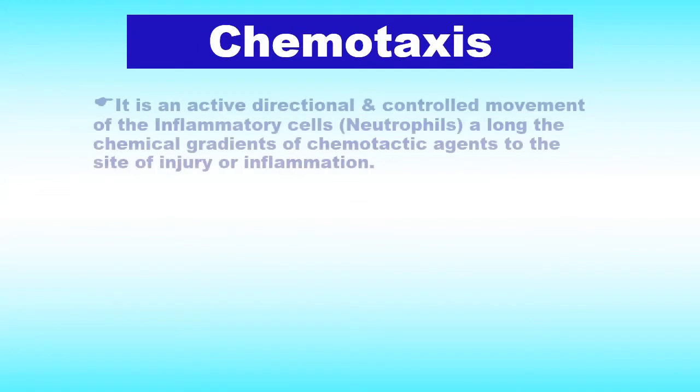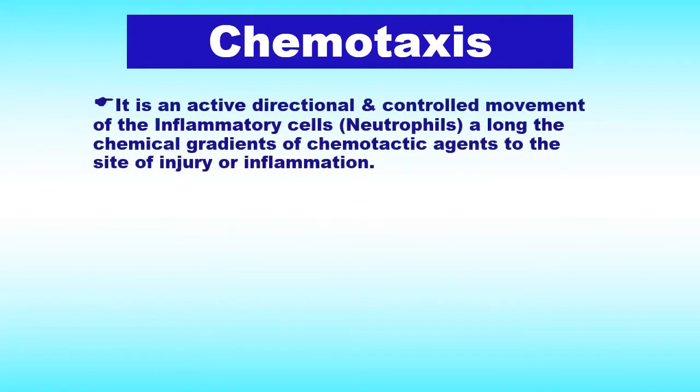The process of chemotaxis is defined as an active, directional and controlled movement of the inflammatory cells, mainly neutrophils in acute inflammation, along the chemical gradients of the chemotactic agent to the site of injury or to the site of inflammation. The concentration of chemotactic agent is high at the site of inflammation.